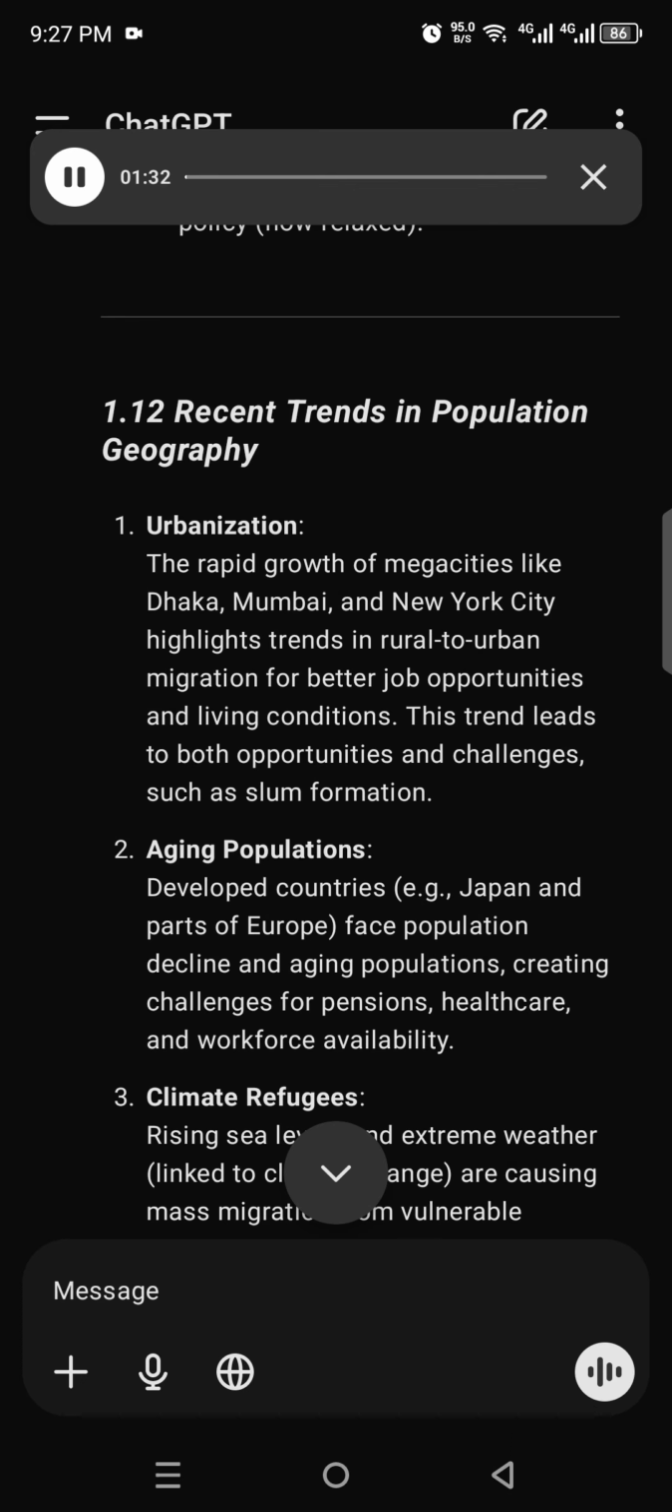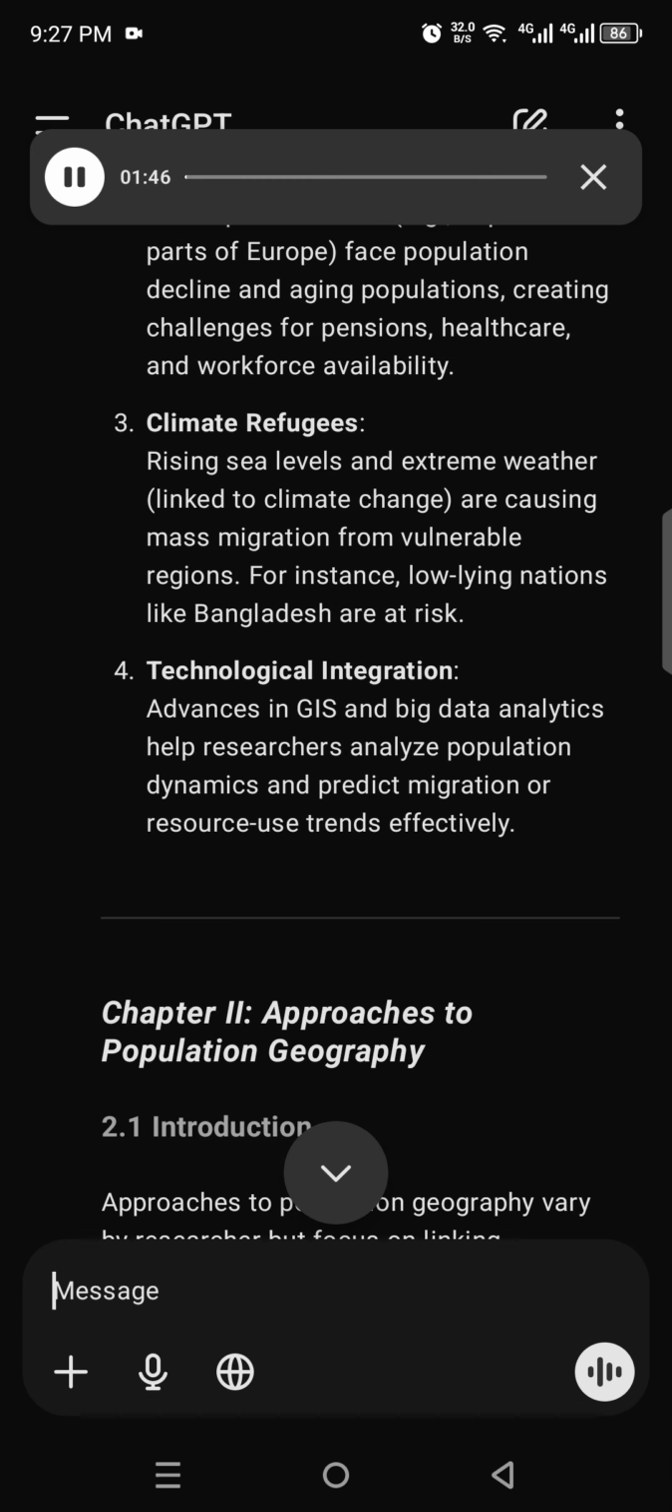2. Aging populations. Developed countries, e.g., Japan and parts of Europe, face population decline and aging populations, creating challenges for pensions, healthcare, and workforce availability. 3. Climate refugees. Rising sea levels and extreme weather, linked to climate change, are causing mass migration from vulnerable regions. For instance, low-lying nations like Bangladesh are at risk.